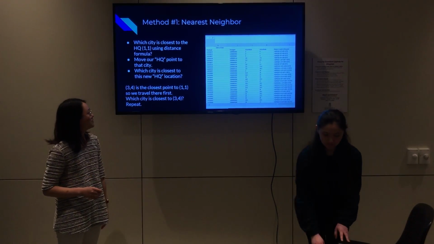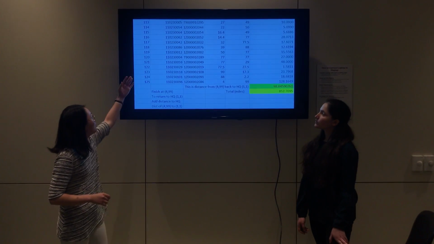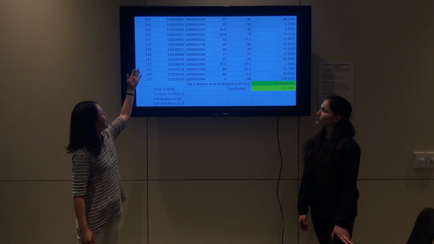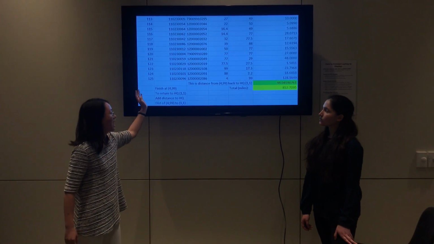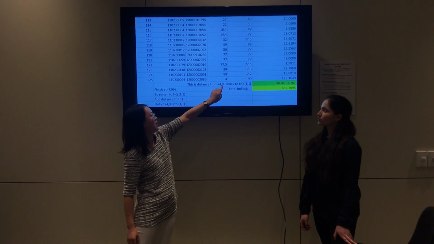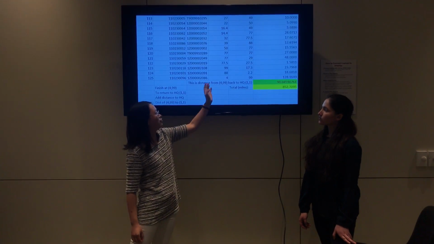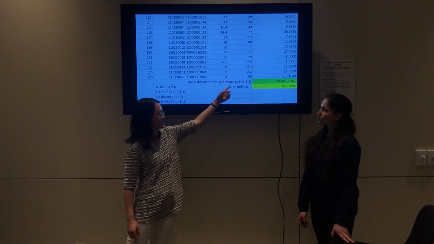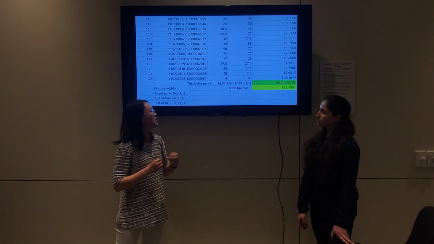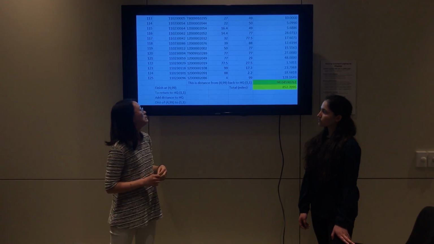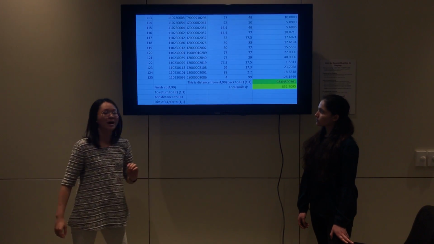As you can see from this worksheet, these are the last few points that we calculate. After we calculate the end point, which is 499, we have to go back to the headquarters, 1, 1. That distance is 98 miles. So we add them all up. The total distance is 852 miles.